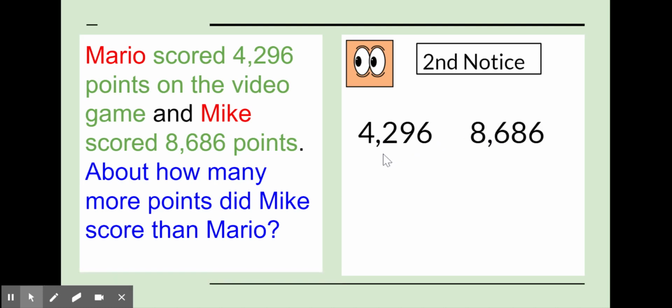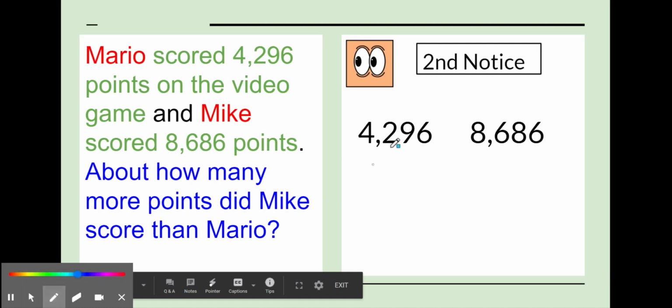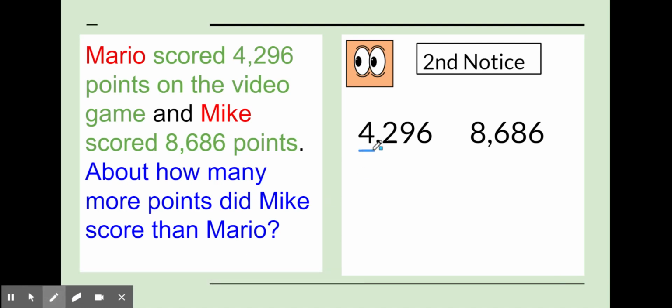We're going to round 4,296 and 8,686, and we're going to round them to the thousands place. The number that's in the thousands place in our first number is 4. So we're going to underline the 4. That's the number that we're rounding. We go next door and we circle the number next to it. And then we ask ourselves, is that number closer to 0 or closer to 10? And 2 is closer to 0. So it tells 4 to stay the same. So that stays a 4, and all the numbers behind it become a 0. So 4,296 rounds to 4,000.